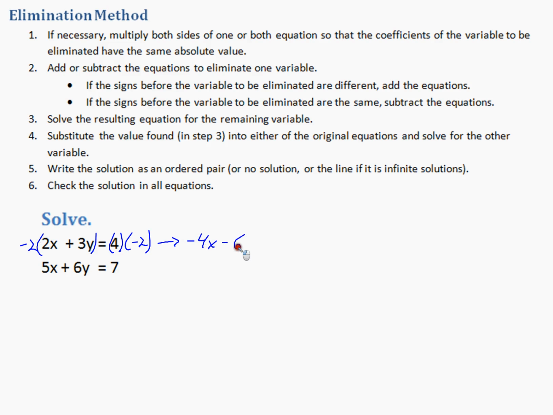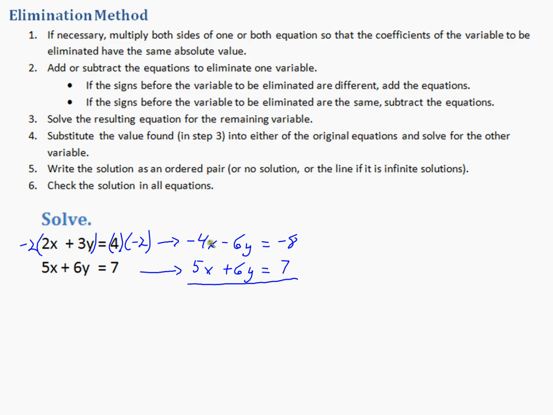minus 6y equals -8. And then the bottom one, we didn't do anything to. This is 5x plus 6y equals 7. The reason we did that was we multiplied by -2. So now if you look here, there's a -6y and a +6y. We wanted these to have either the exact same coefficient or opposites, and now they have opposites. So now this is like the other ones.